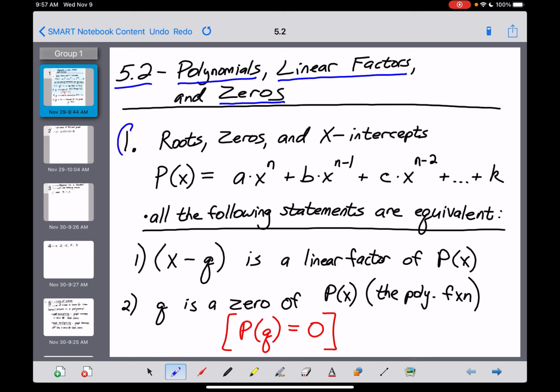All right, into part one, guys. We're going to start talking about the connection between a few different terms that are really going to be used almost interchangeably: roots, zeros, and x-intercepts. Those are three things we're going to be talking about here.